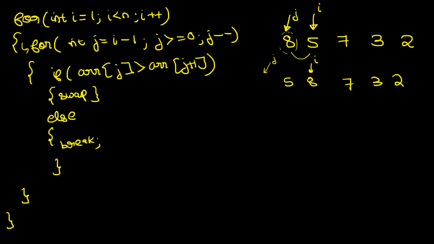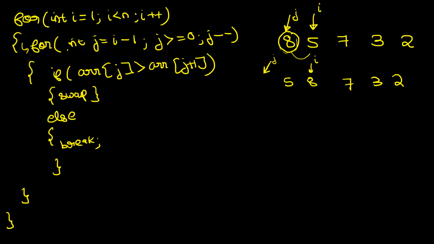See guys, try to understand. You are comparing ARR of j with ARR of j plus 1. If it is greater, you swap. I have swapped, and then you did a j minus minus. Now, when j's value has become -1, how can you compare ARR of j with ARR of j plus 1? If j is equal to -1, it is not a valid index, right? So you need to stop. Done. Now I will say, you have successfully inserted the element that was present at index 1.